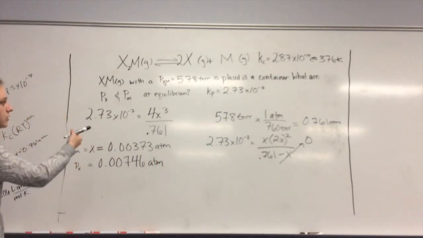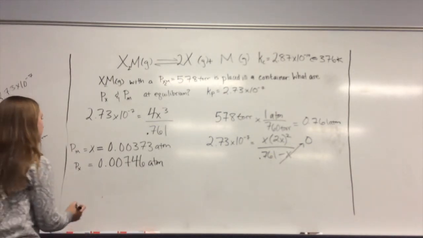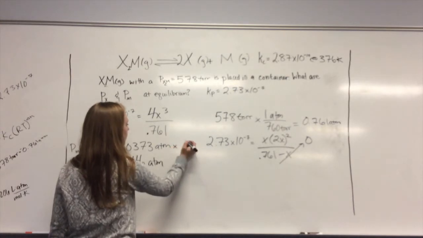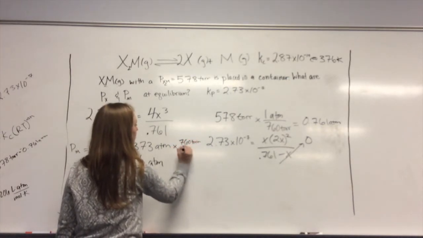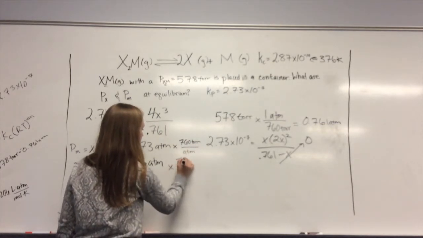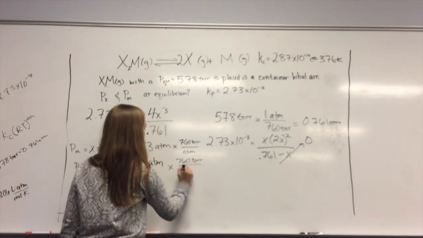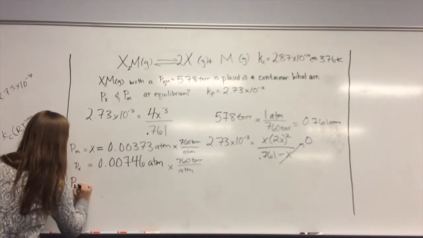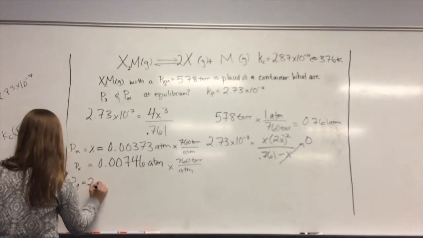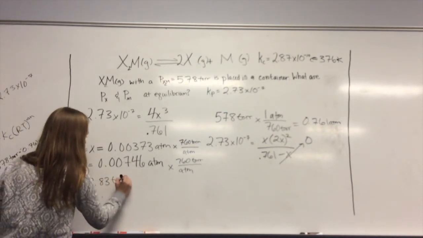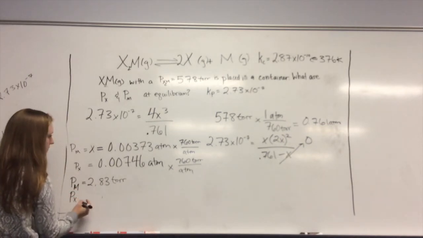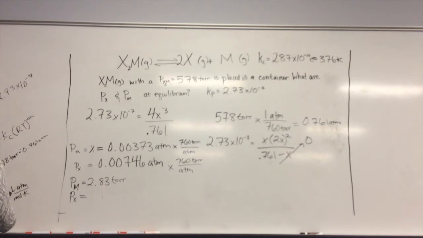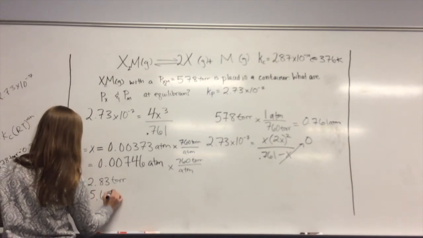And since the problem gave us torrs originally, we should probably convert back to torrs. And so it's simple, you just multiply it by 760 torr per atmosphere. And we end up with our partial pressure of M gas at equilibrium equaling 2.83 torr, and our partial pressure of X gas at equilibrium equals 5.67 torr.